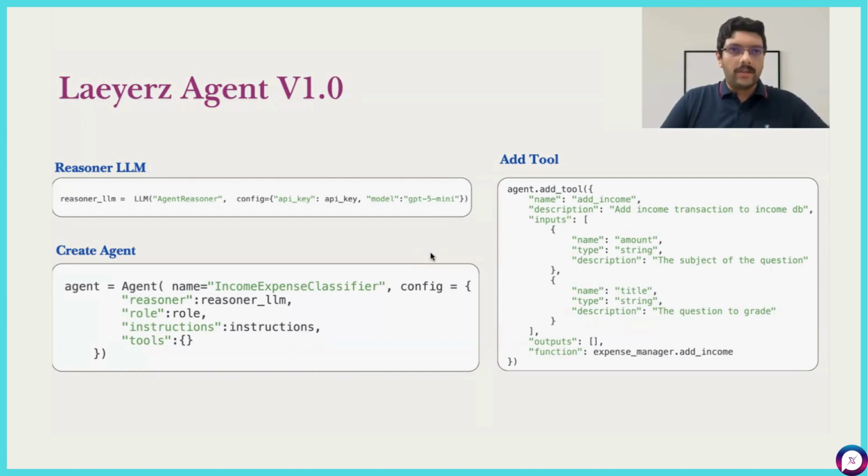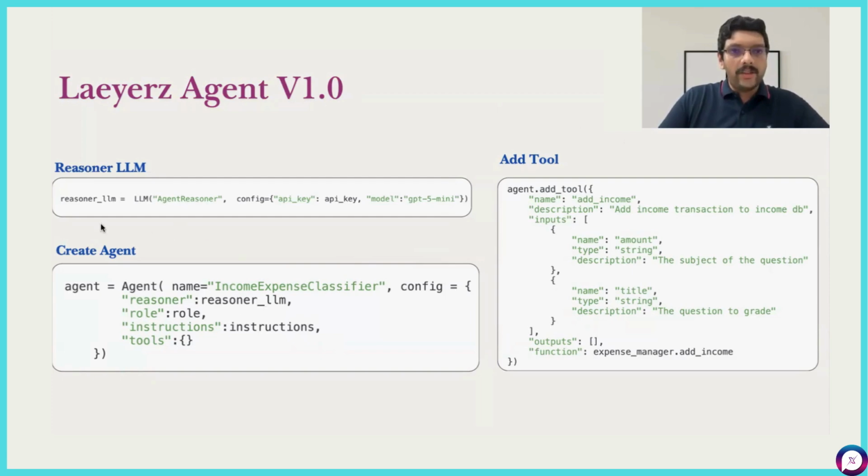So Laeyerz is the name of the framework. It's available on Git, and it's open source in Python. We have a simple version 1 agent that we've put together, which looks something like this. This is basically all you need to set up the agent, starting with the agent initialization.